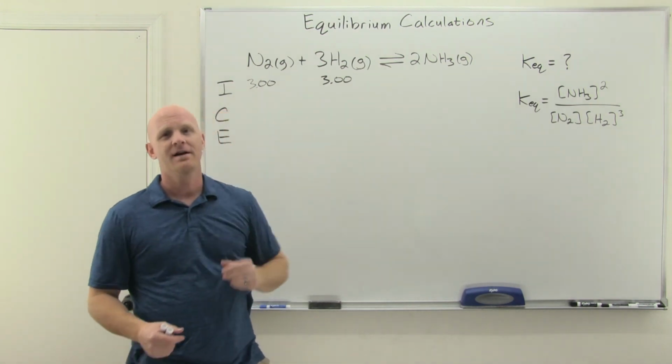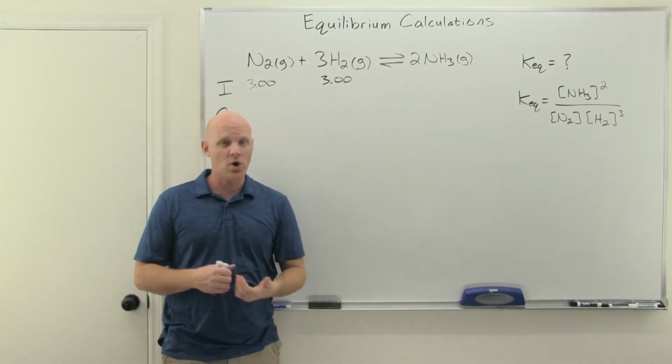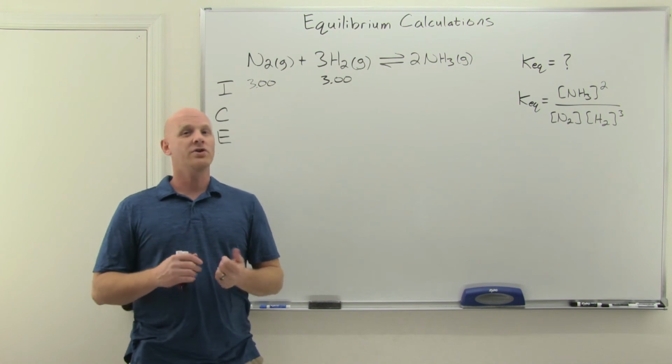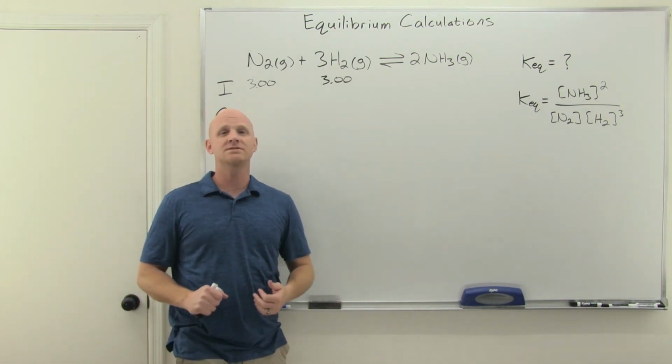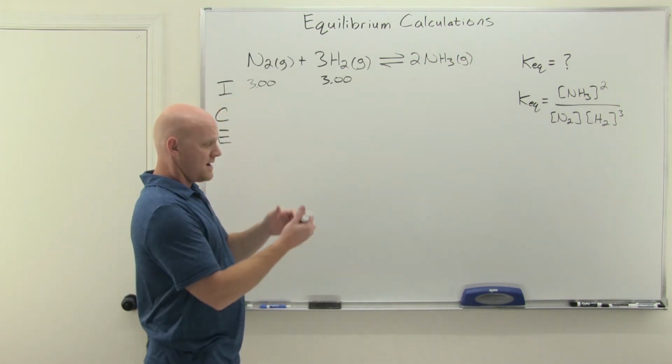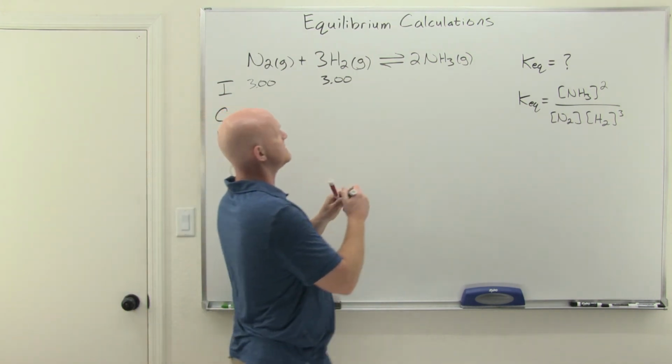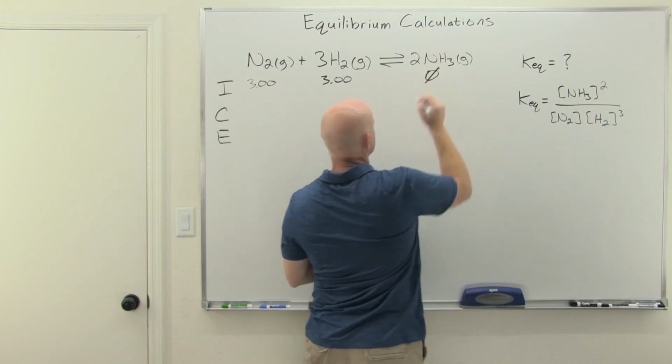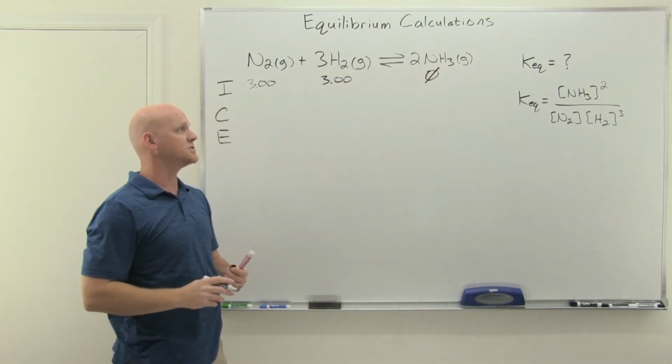We don't actually need that 2.0 liter vessel volume at all. It is just an extra piece of information that we are not going to use in our calculation here at all. All right, so these are mixed together, and we can infer once again that if they're the only things that are mixed together, then no ammonia was in the vessel to begin with.